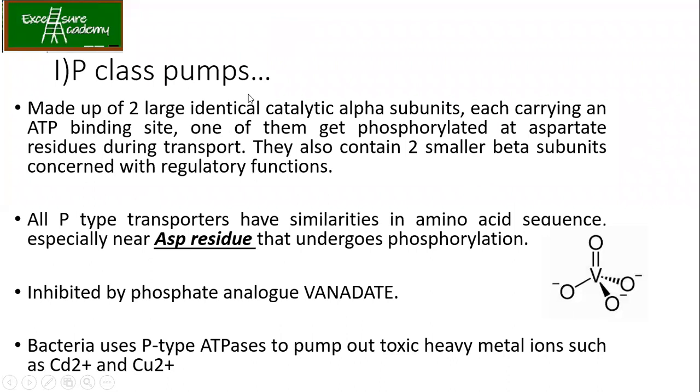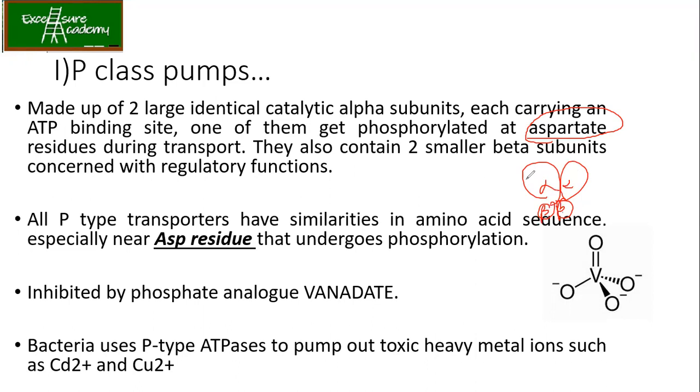So let's talk about P class pumps first. P class pumps are made up of two large identical catalytic alpha subunits which carry the ATP binding site. One of them gets phosphorylated at aspartate residues. Please guys, this is important. During the transport, they also contain two smaller beta subunits concerned with the regulatory function. So it will look something like this, your alpha and beta.